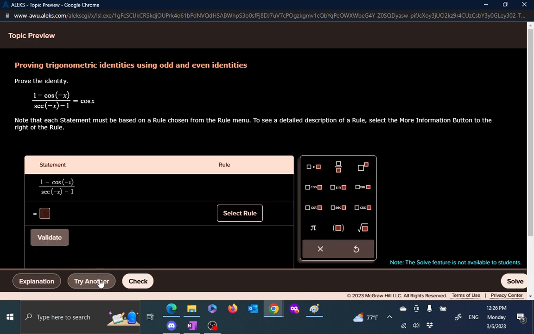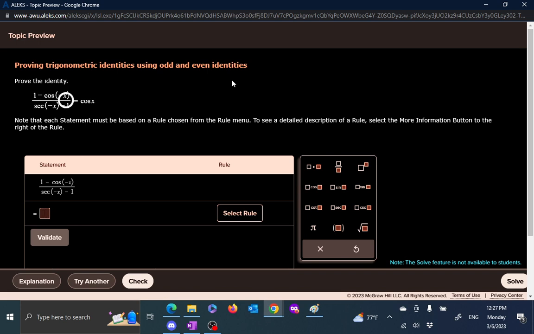at this. Okay, 1 minus cosine of minus x over secant of minus x minus 1. We want to show that that is the same as cosine of x. So what do we remember about odd even identities? So we have these odd even identities, the main part here. What does that do?